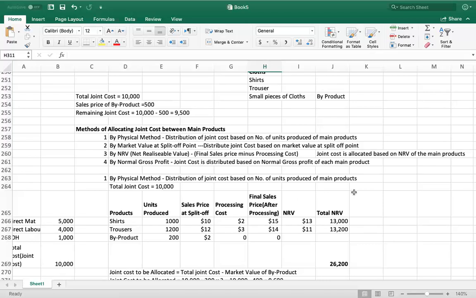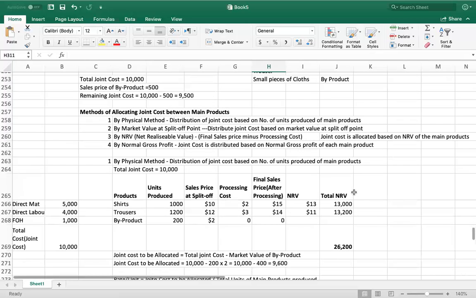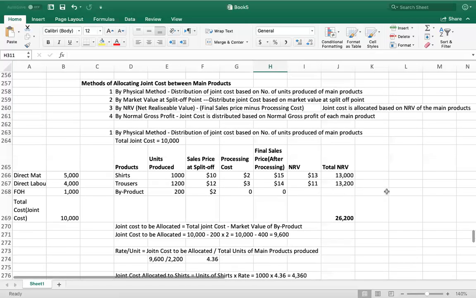Yes. Metha, is it clear? Yes, it's clear. Salama.